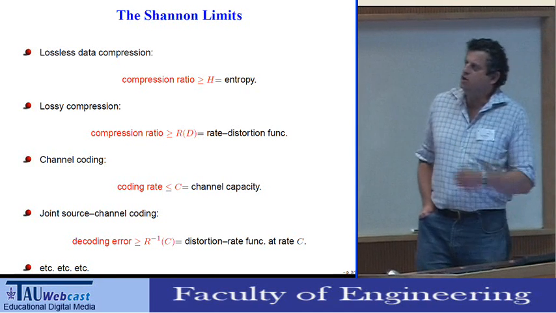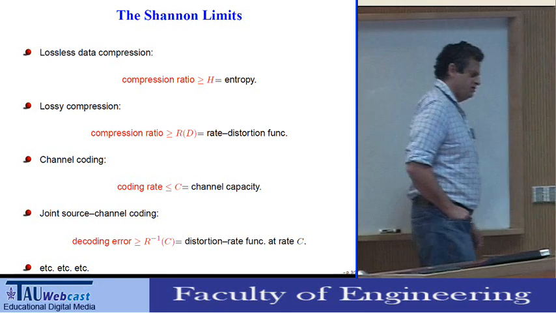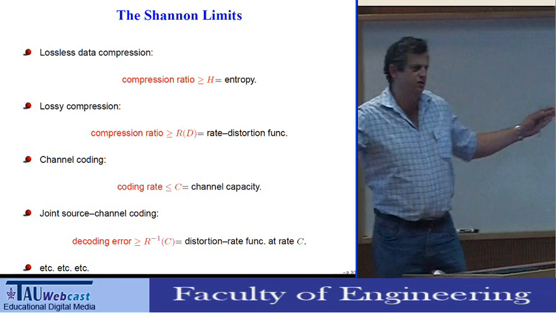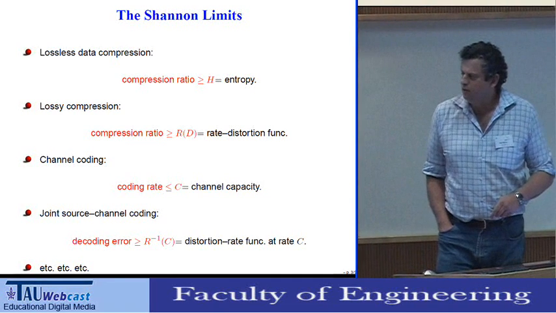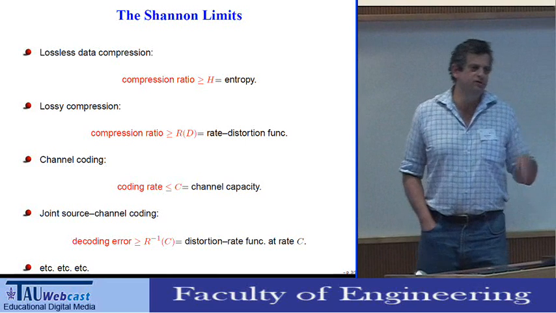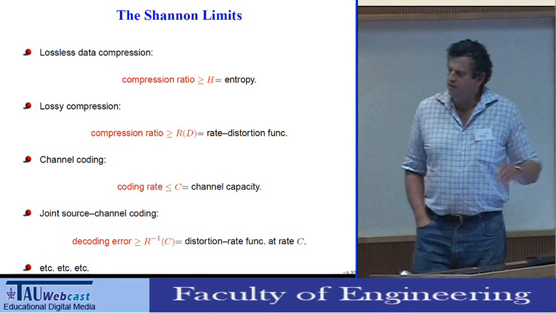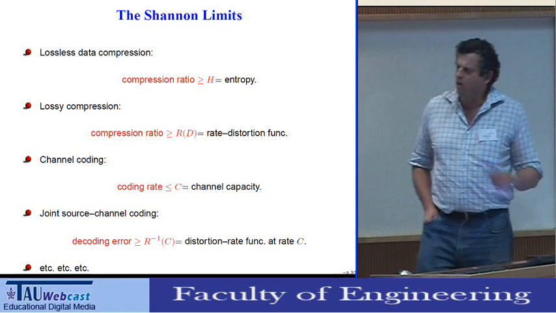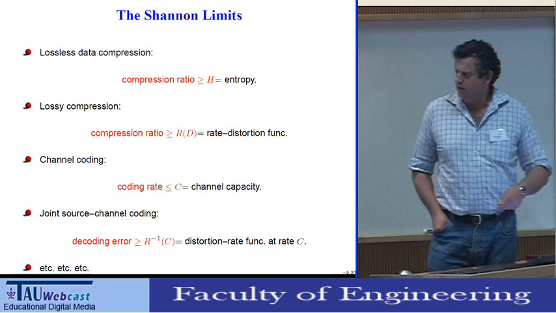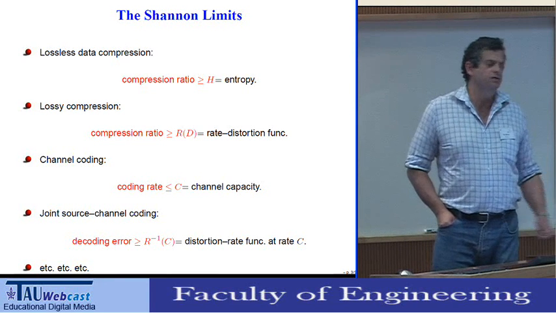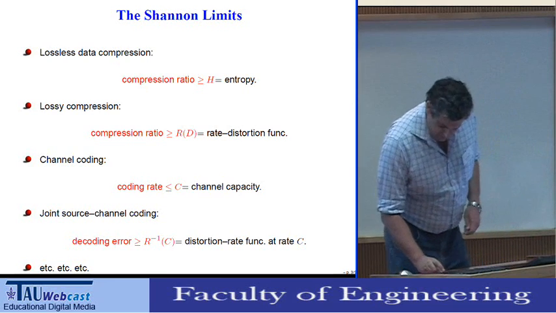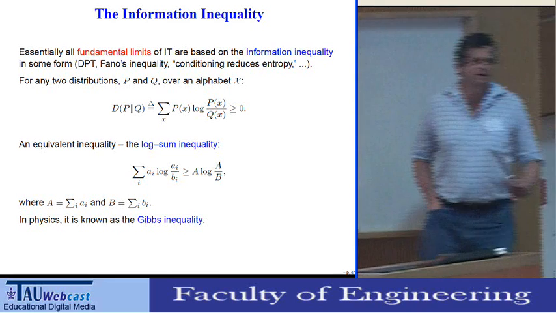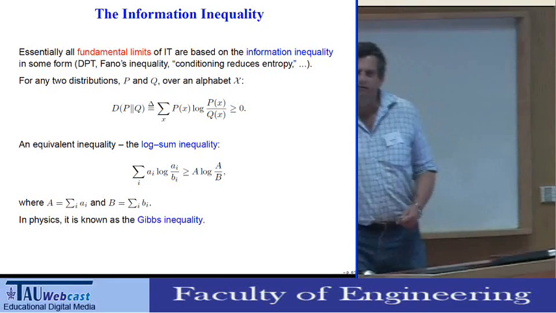In the combination of source coding and channel coding, which is joint source-channel coding, we have a certain limitation of the end-to-end distortion between the source and the destination, which is given by the distortion-rate function computed at capacity, which is the inverse of the rate distortion function, and so on. Of course, one can go to more complicated situations where you have side information, multi-user situations, and so on.